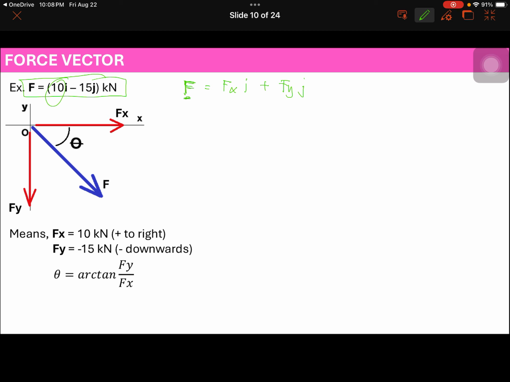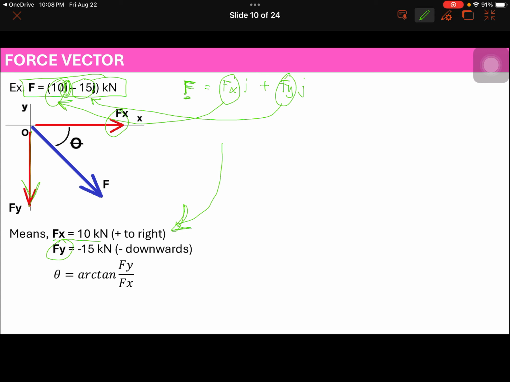So, ibig sabihin, your Fx is 10, dahil ito ang partner ni i, and then your Fy is negative 15. Kasama yung negative, dahil partner siya ni j. So, titingnan mo dito, your Fx is 10 kilonewton. Since positive siya, it's going to the right. And then Fy is negative 15 kilonewton downward, dahil negative.